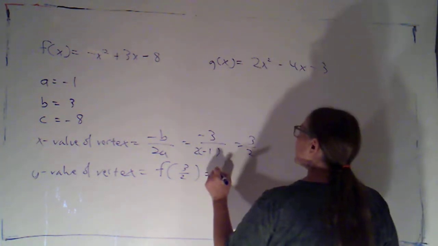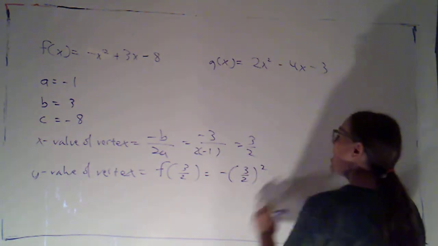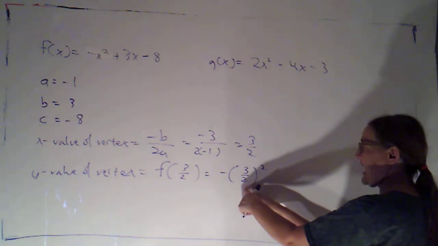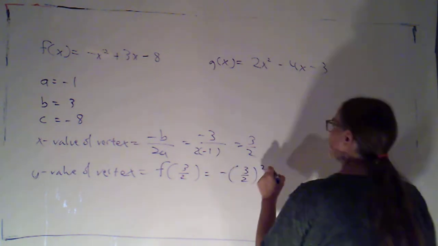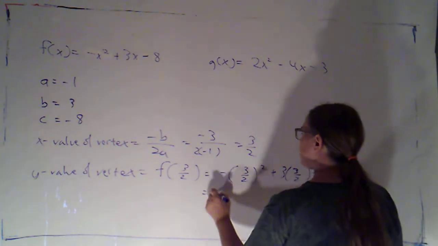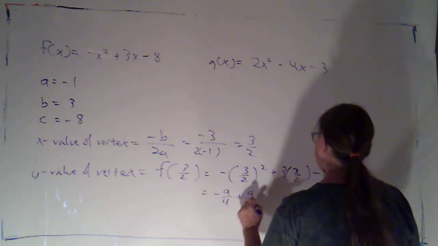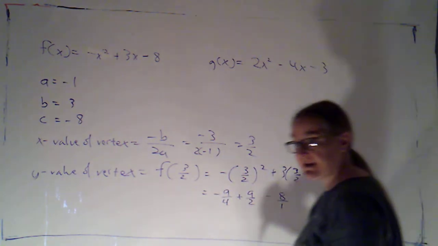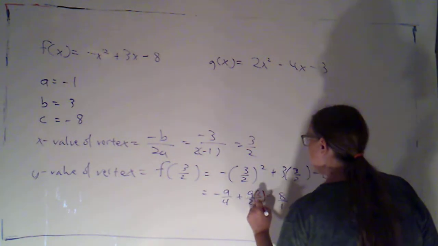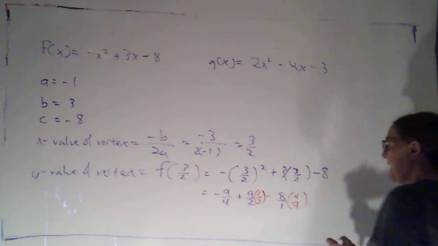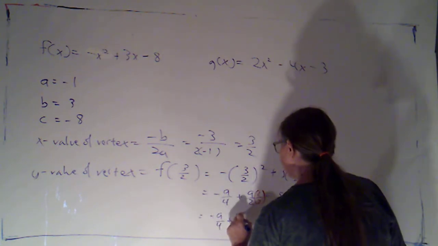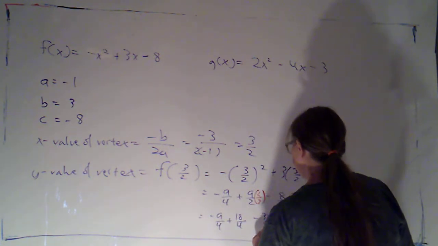Okay, so we're going to have the opposite of 3/2 squared. Notice the parentheses there. They go around what I'm plugging in, which is 3/2. So we'll square it and then make it negative. Plus 3 times 3/2 minus 8. So that's going to be -9/4 plus 9/2 minus 8, which I'll write as 8 over 1. Now to combine these, I need a common denominator. So I'll multiply that by 1 in the form of 2/2, and that by 1 in the form of 4/4. So this is -9/4 plus 18/4 minus 32/4.